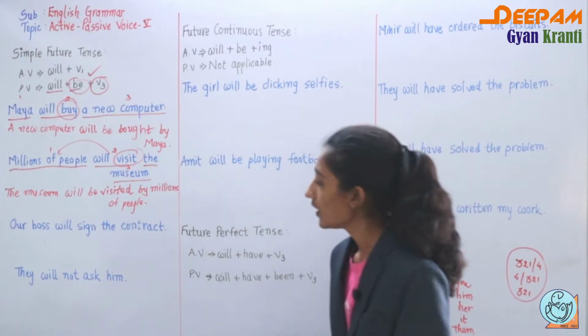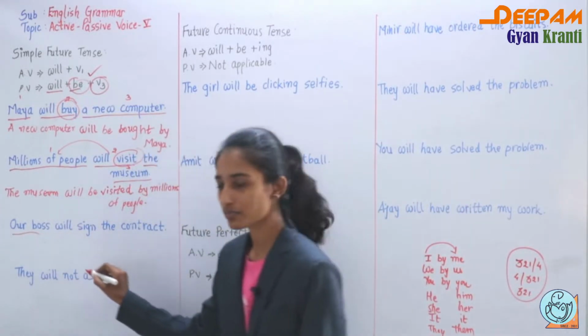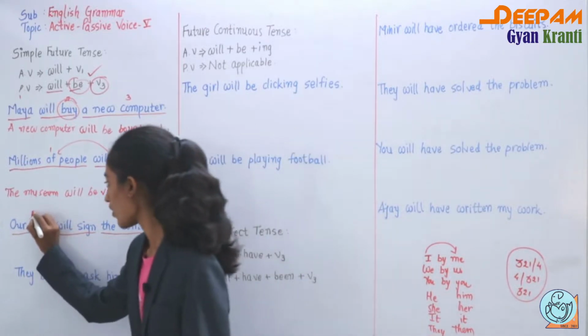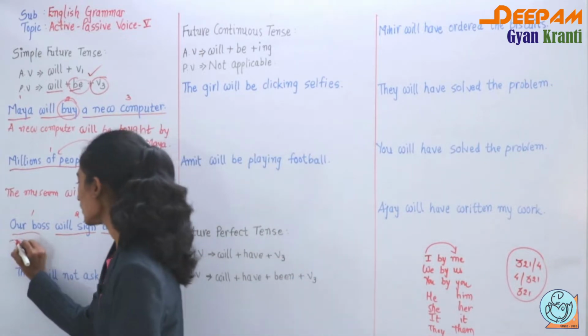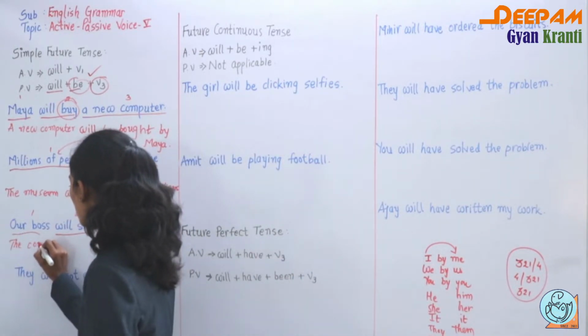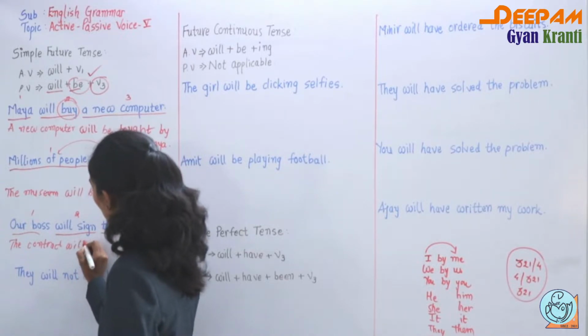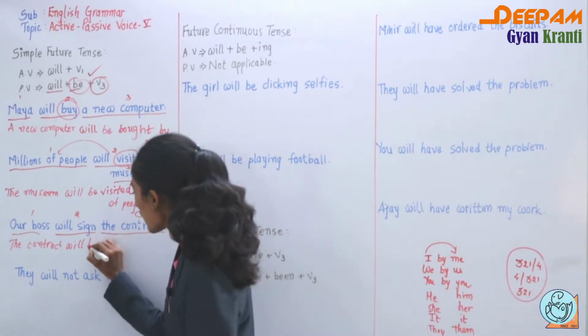Alright. Next one. Our boss will sign the contract. See, our boss is the subject, will sign is the verb, and the contract is the object. So 1, 2 and 3. So what is the answer? The contract. Now what do we have to add? Will. So in passive voice, after will what do we have to add? We have to add be.